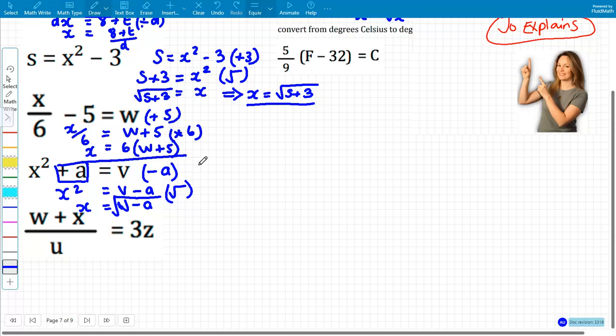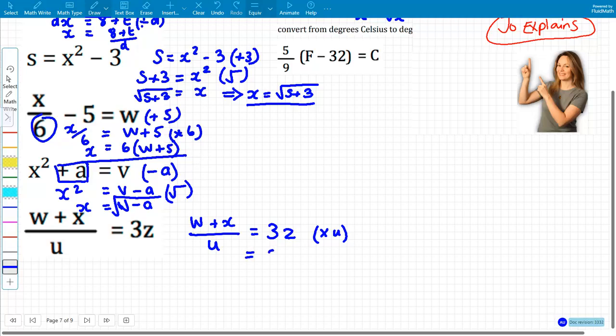Okay, now here we've got a couple of things to do, so I'm going to move over to here. So we've got w plus x over u equals 3z. Right, so let's start by getting rid of a fraction. If you've ever got a fraction, just like this 6 was a fraction up here, we usually deal with that first. So we're going to times everything by u. We don't want fractions if we can help it.